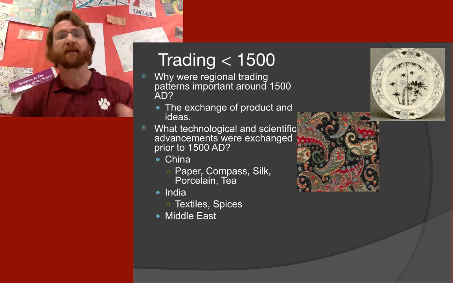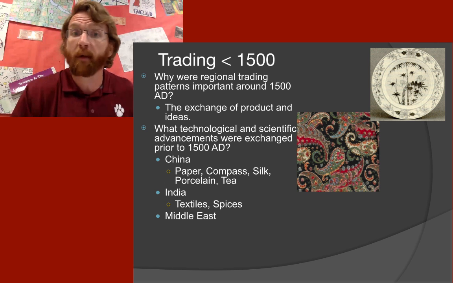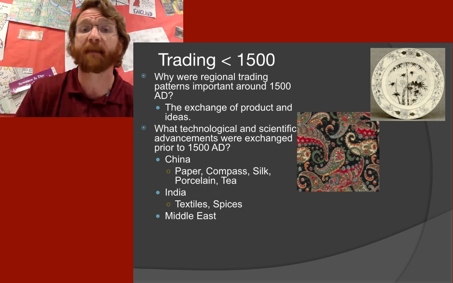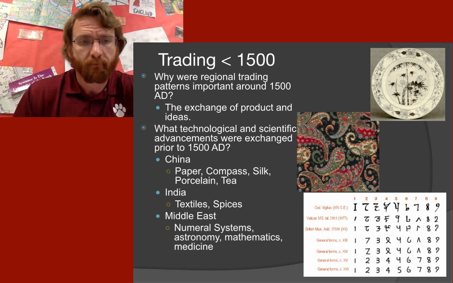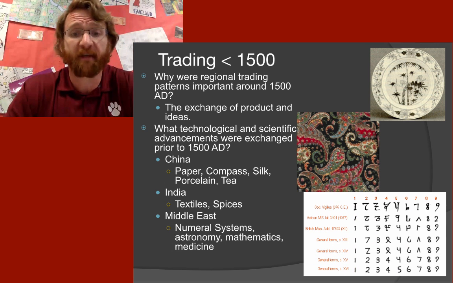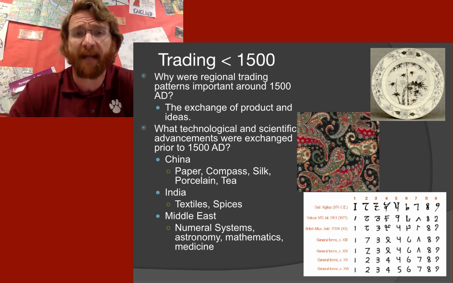The Middle East held mostly ideas for us that we really benefited from, and by we, I simply mean Europeans. Number system: our numbering system that we use today is an Arabic number system. Our numbers look very similar to the numbers that Arabs used in the 1500s and prior to that. Astronomy. The Arabs were fantastic astronomers.